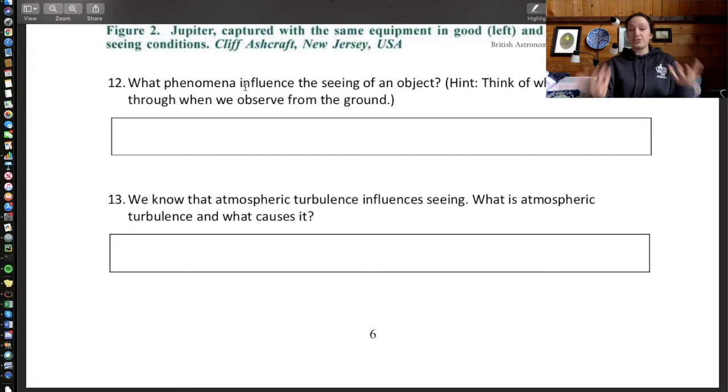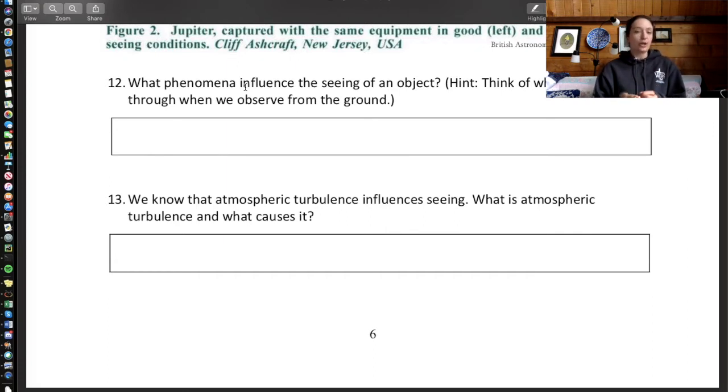Turbulence, and therefore seeing, is caused by the very thing that keeps us alive. Not the sun, but the other thing that Earth has that allows us to breathe and keeps us from getting roasted alive by the sun's radiation. So what is that? Just name it.